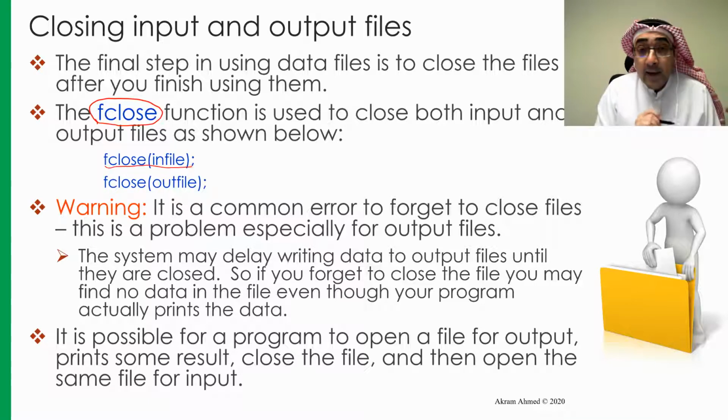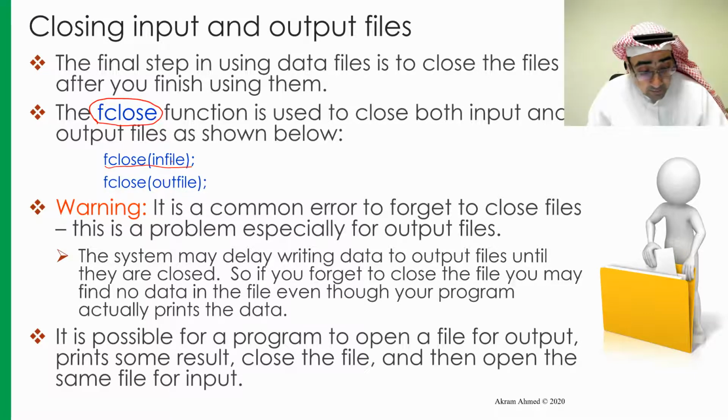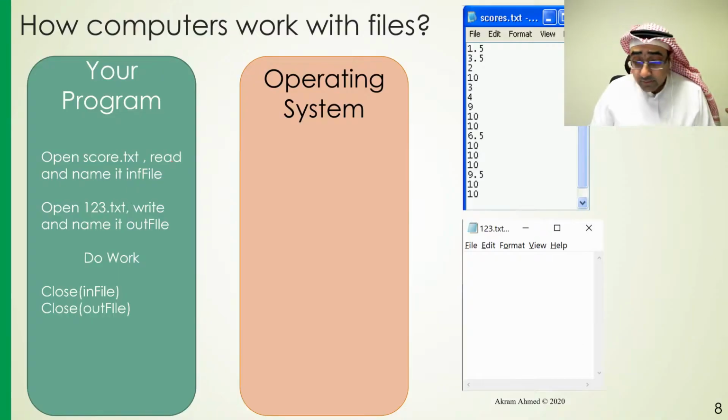Okay, so this is how you write the command fclose. In between brackets, you write the file pointer or the variable of the file that you want to close. So fclose(in_file) will go and close the in file, and fclose(out_file) will close the out file. Now, it's very, very important to close a file if you have opened it, okay? I'm going to explain this in the next slide.